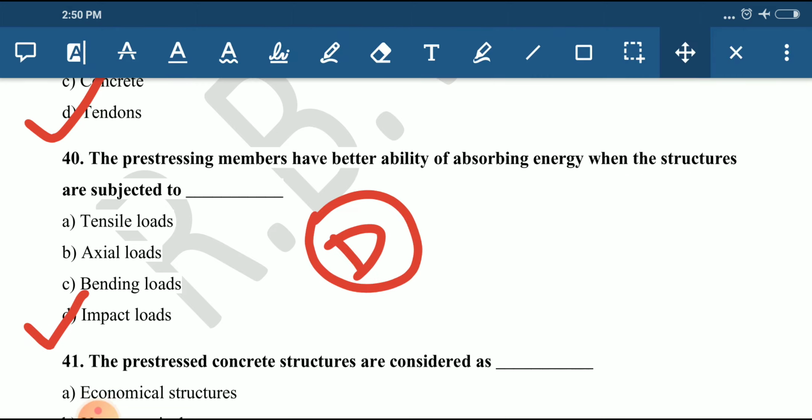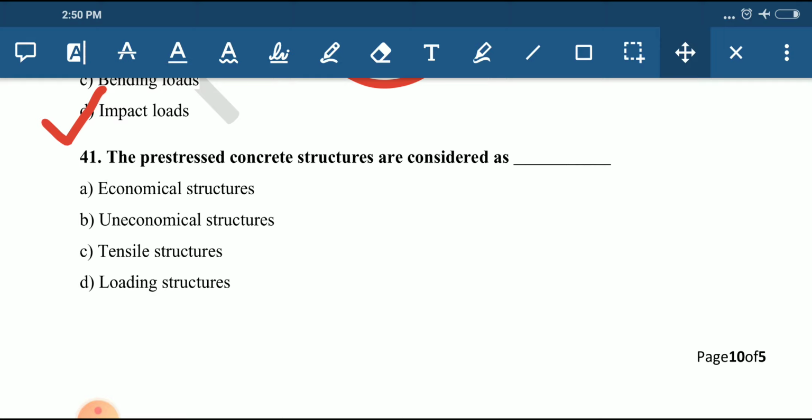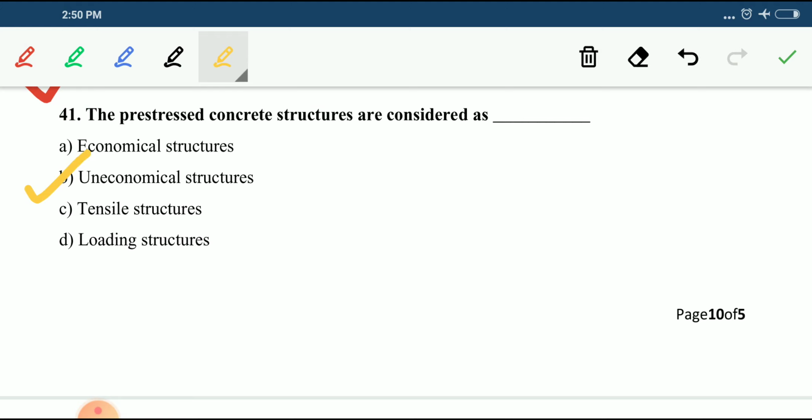Okay, next, the pre-stressed concrete structures are considered as economical structure, uneconomical structure, tensile structure, or loading structure. Usually for pre-stressed concrete we need heavy instruments. In order to incorporate the stresses, we need the jacks, and skilled labor is required. It is somewhat costlier, so I will say this is an uneconomical structure. If you go for mass type of structure, you can say economical. Usually for this question, the appropriate answer will be uneconomical structures.